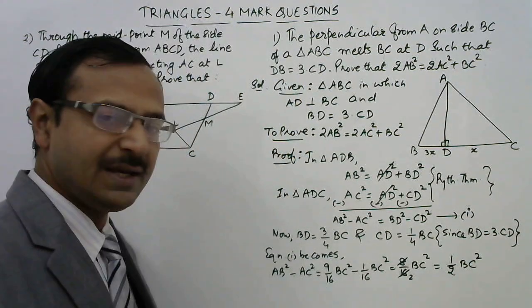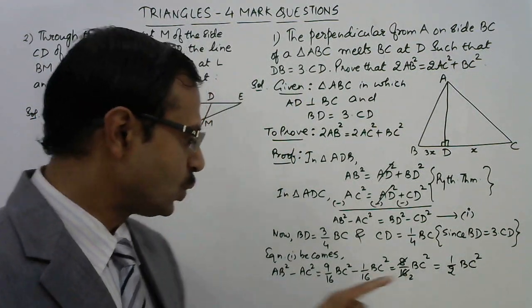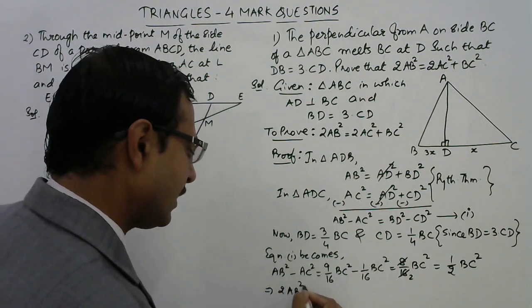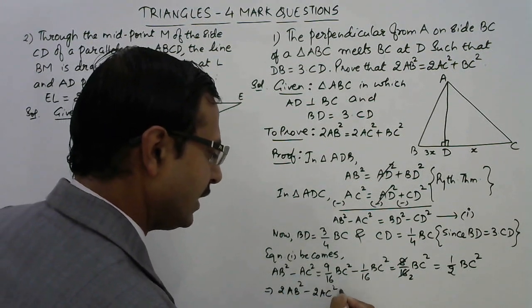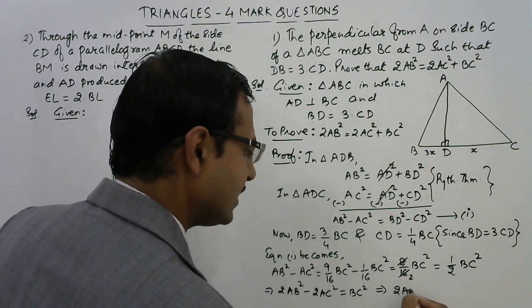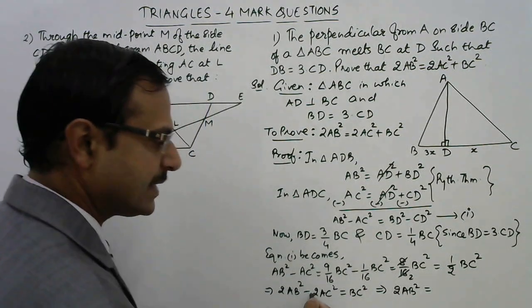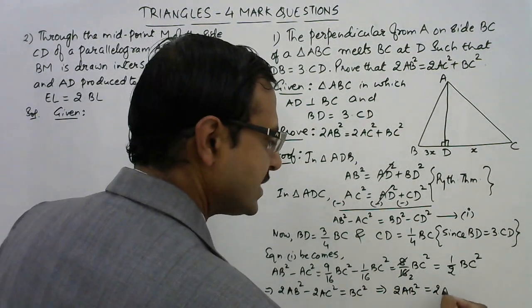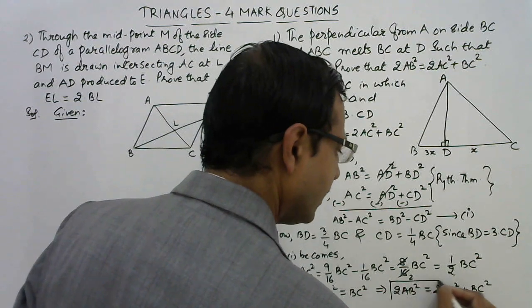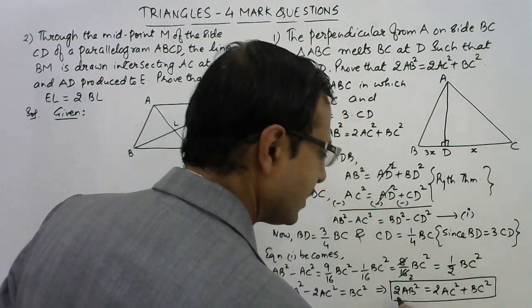And now very easy, just cross multiply this 2 here. This gives 2AB square minus 2AC square equal to BC square, which gives the desired result. This is 2AB square equal to, take this to the other side, 2AC square plus BC square. Now this is the first question proof.